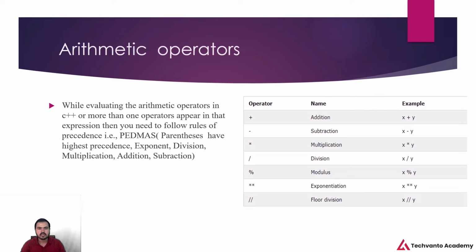One thing you need to remember while solving any arithmetic expression is to follow the PEMDAS rule. First you need to do the parentheses, after that exponentiation, then division, then multiplication, and then addition and subtraction as well. These are the things you need to follow while calculating any arithmetic expression. So this is about the arithmetic operators that we are going to be using in C++ programs.